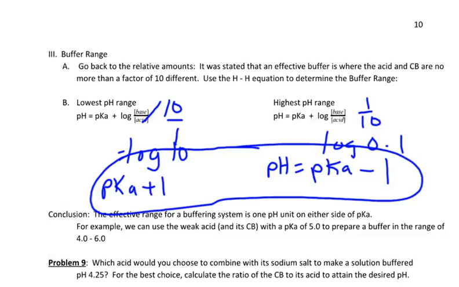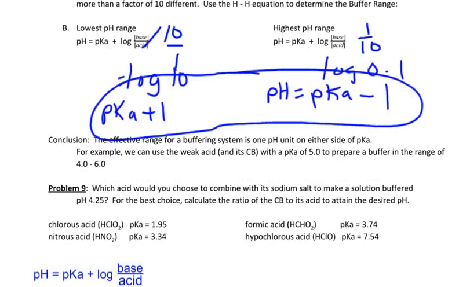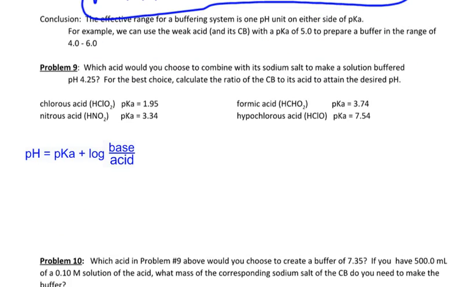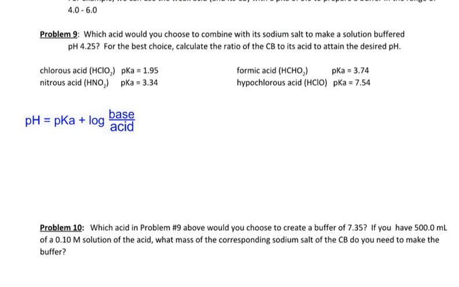All right, it says which acid should you choose to combine with its sodium salt to make a solution buffered at a pH of 4.25? For the best choice, calculate the ratio of the conjugate base to its acid to attain the desired pH. So it's not enough just to know that I need plus or minus 1. I need to know what this ratio is. That's what they're asking me to find.